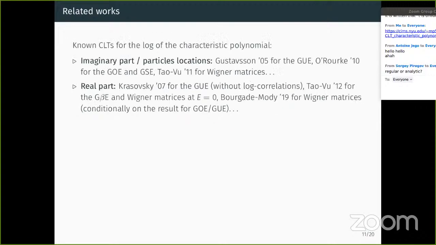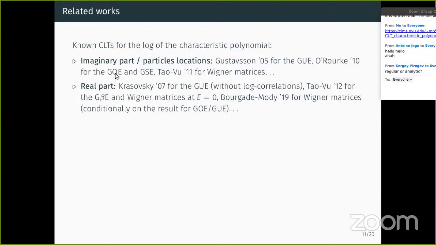So now let me discuss what was known before on this topic. I will omit many works, but at least concerning the cases that are particular cases of a general beta ensemble, there is the GUE. Gustafsson proved in 2005 for the GUE the result for the imaginary part, so the full result close to the edge in the bulk. It was stated in terms of particle locations actually, which is exactly the same as the imaginary part.